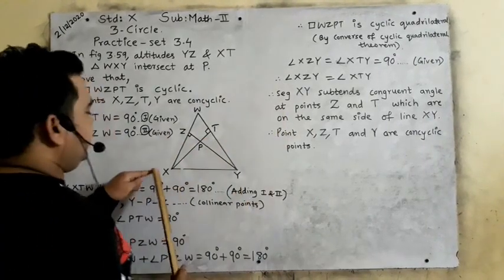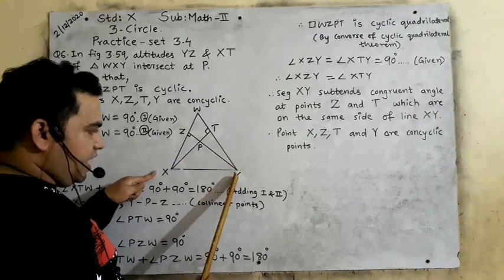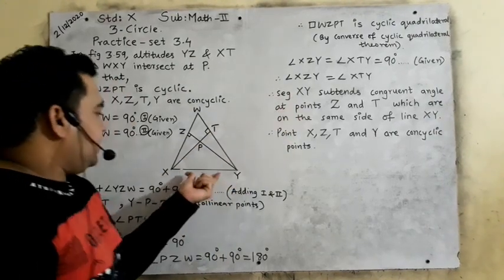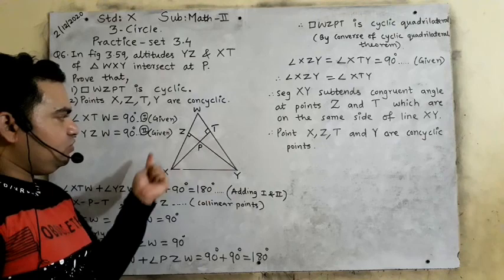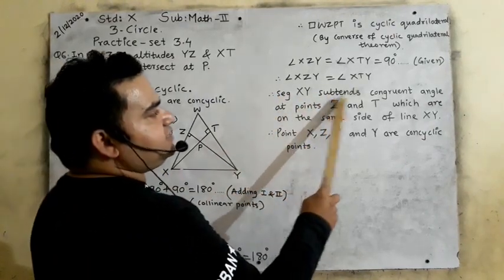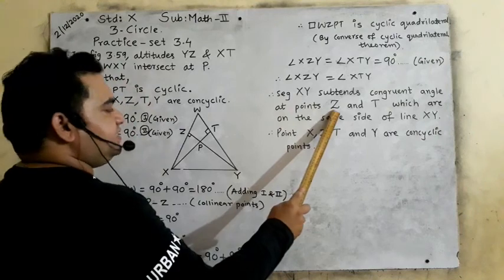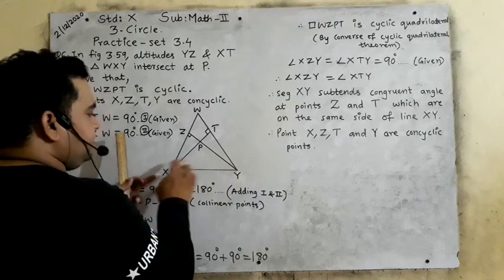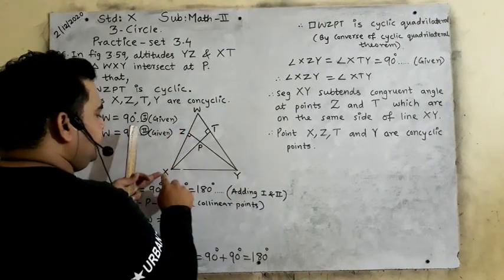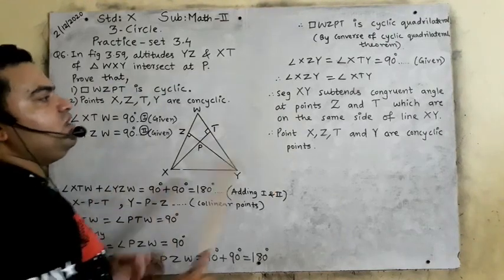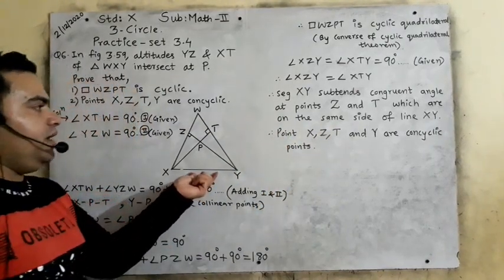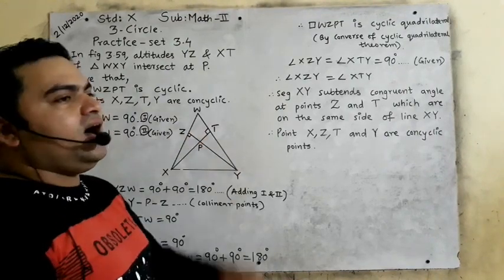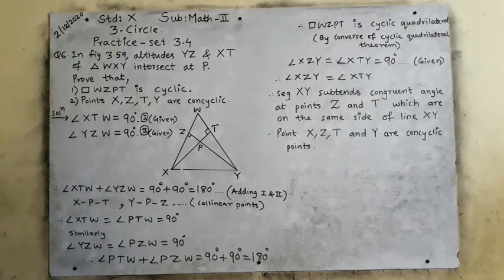So therefore we will say angle XZY is equal to angle XTY. Segment XY, can you see segment XY is common in both triangles. So segment XY subtends congruent angles at points Z and T. Can you see it is a congruent angle? XZY, Z is 90 degrees, XTY, T is 90 degrees, which are on the same side of line XY. So therefore we can say points X, Z, T, Y are concyclic points. I hope you understood here. This is very easy.